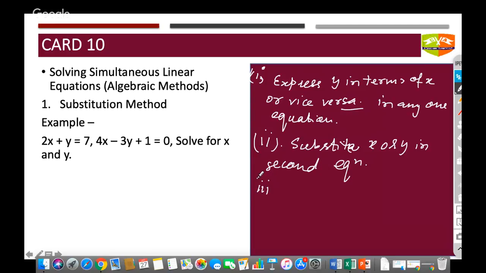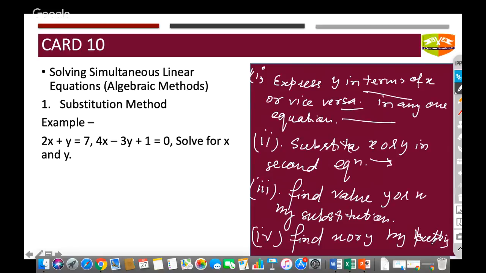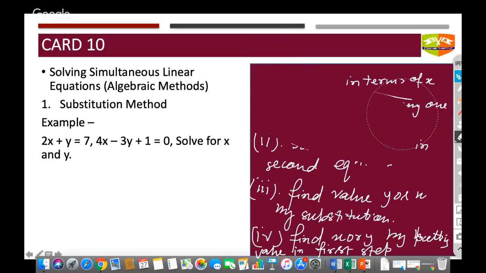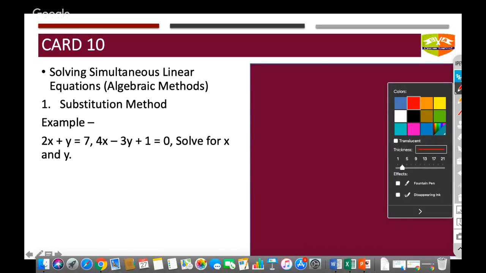and similarly, if I'm substituting x, then find the value of y, or x, by substitution. If you get one value, the second equation is already available to you, and find x or y by putting the value in the first step. So these are the 4 steps to solve these questions. I will solve this question and tell you how these things happen.